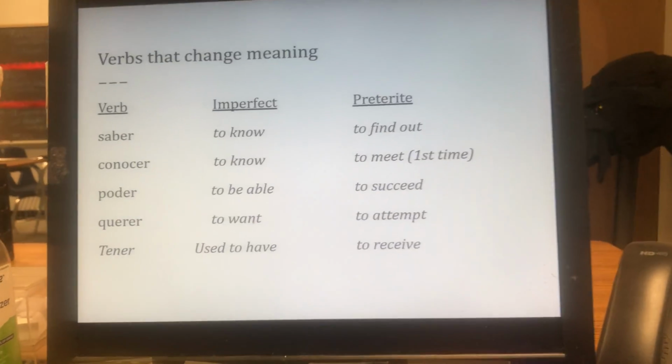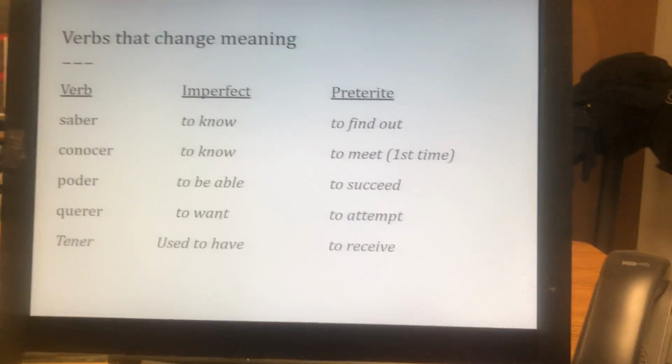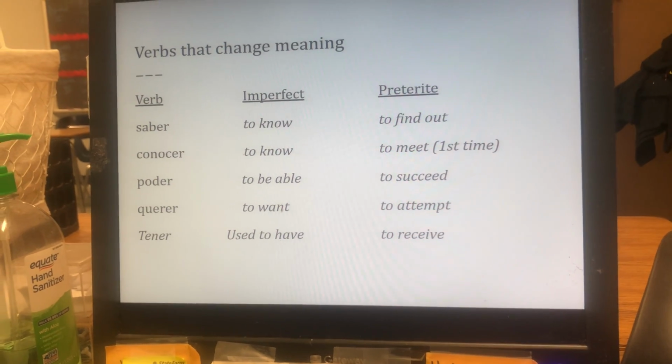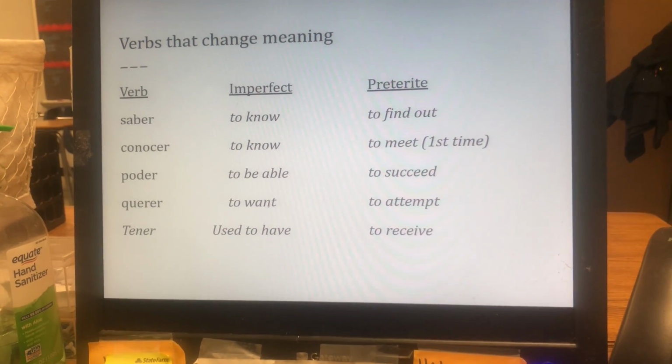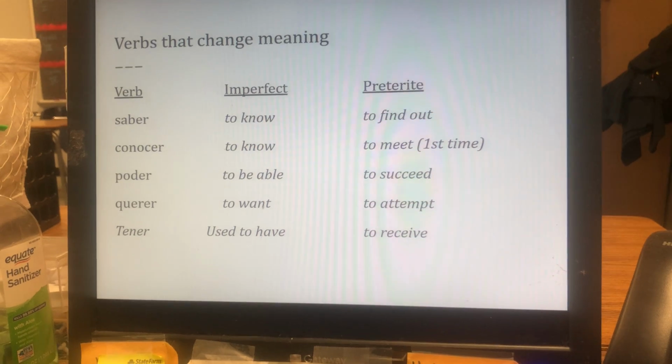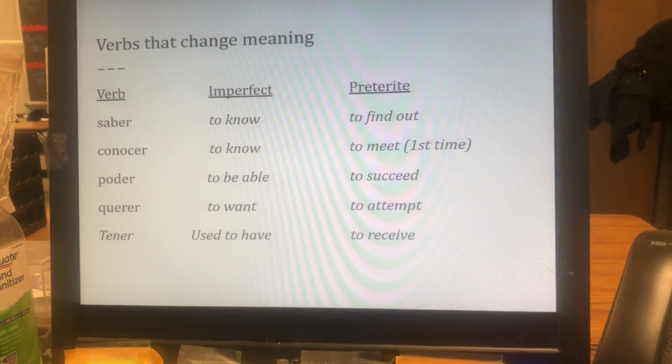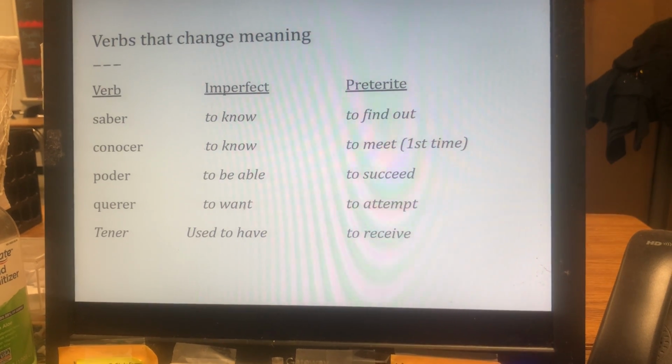Now, this is not saying the same thing. This is new information. So sometimes, depending on what tense you use, the imperfect or the preterite, it actually changes the meaning of the word. This is for verbs like saber. So if I use saber in the imperfect tense, it means I know. But if I use it in the preterite tense, it's I found out.